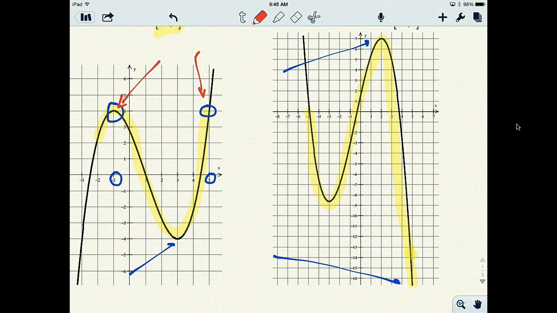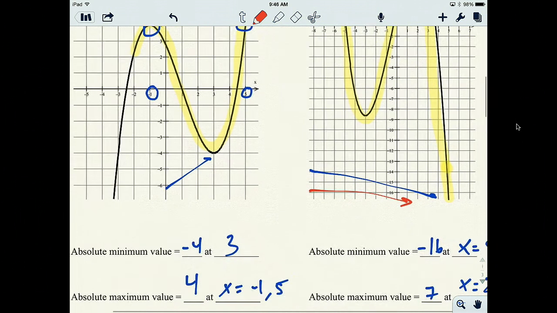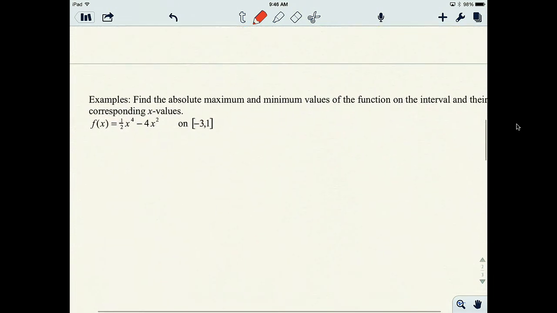So again, the absolute min or max can occur at a local min or max, or at an endpoint. In the second example, you'll see that the absolute max occurred at a local max, but the absolute min occurred at an endpoint. So just keep in mind that it can be at a local min or max or an endpoint. So I'm going to look at this one.